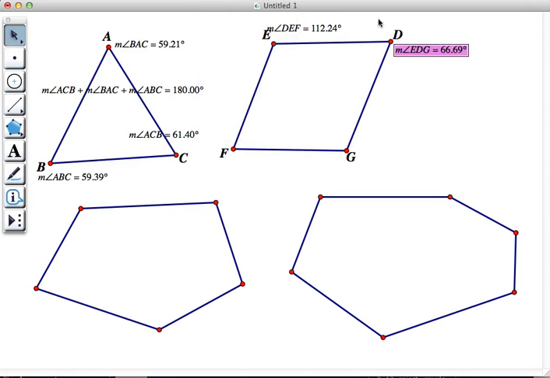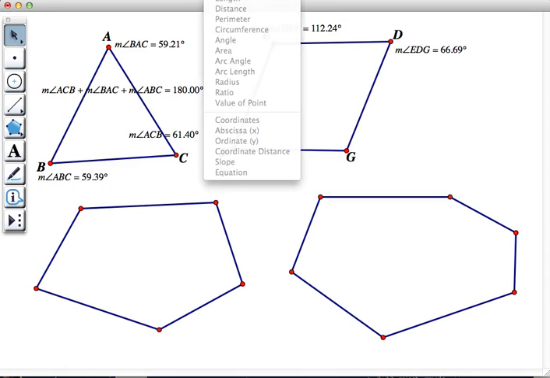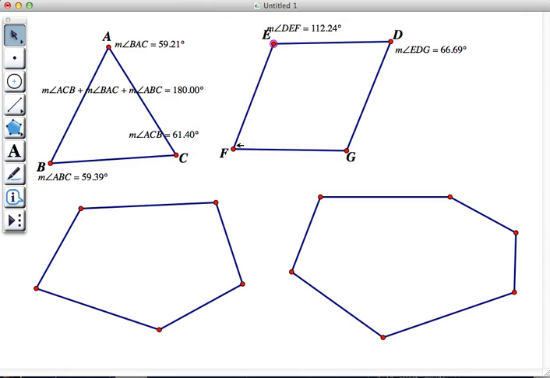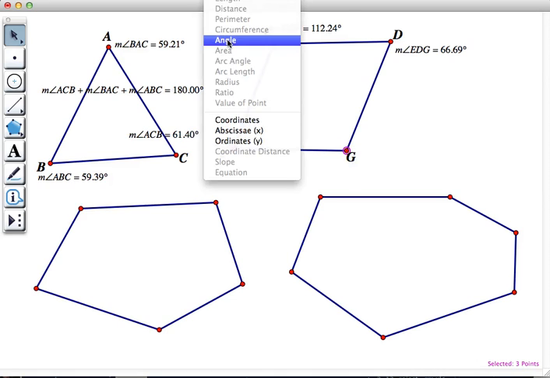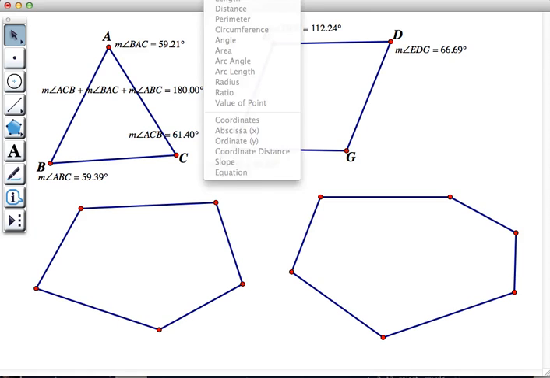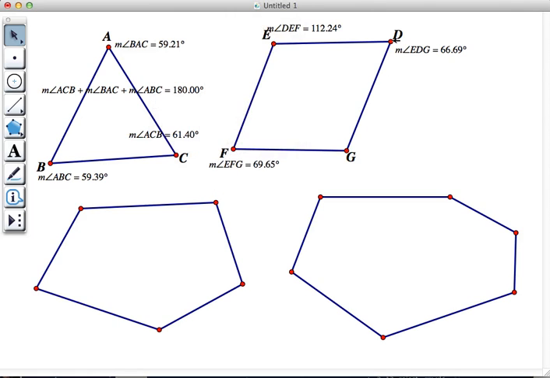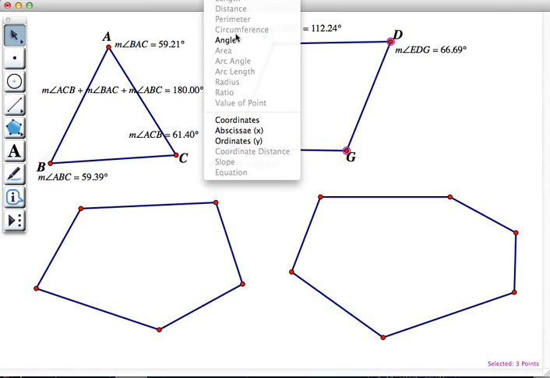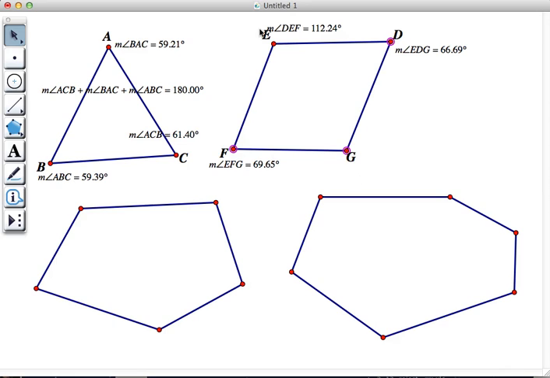So here are these angles, right? Oops. And I go E, F, G. And likewise, I need to get that last one over here. And angle G of the quadrilateral. Oops, missed it. And you can see that now I have all those angles measured out.